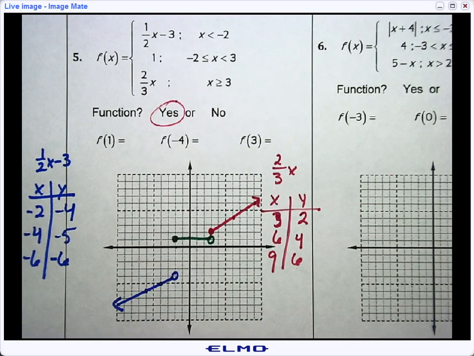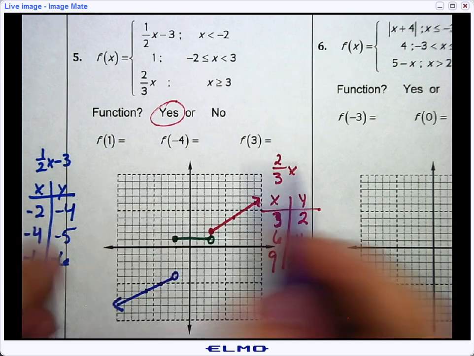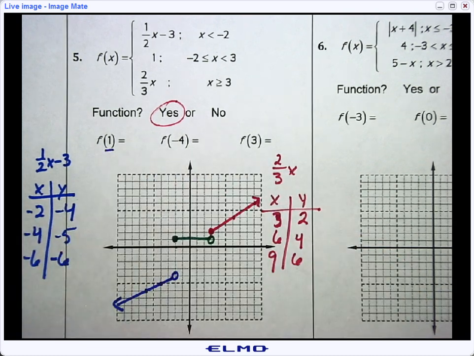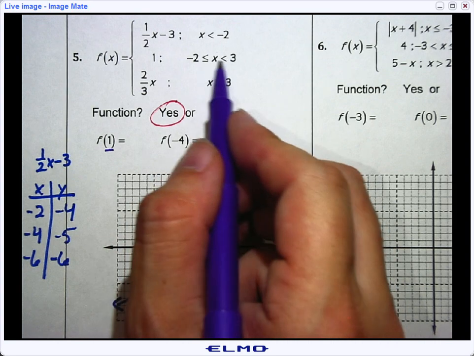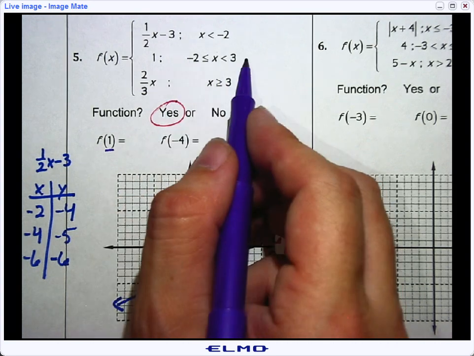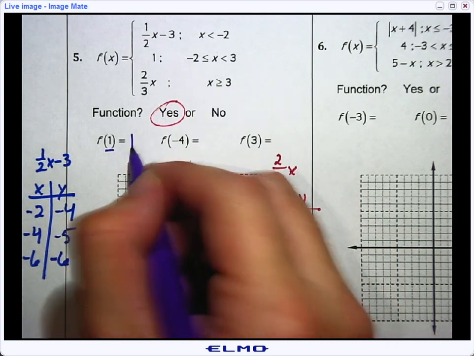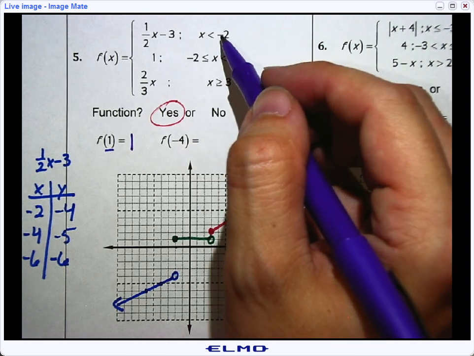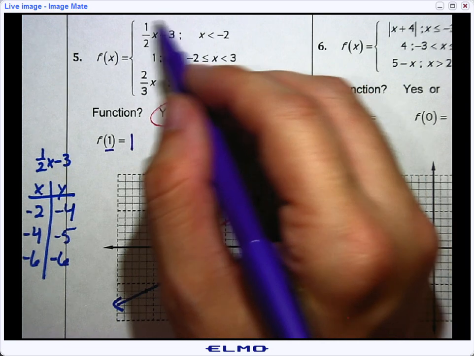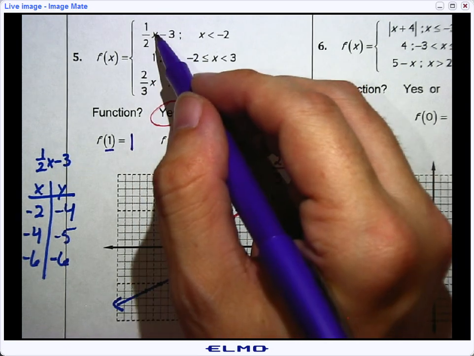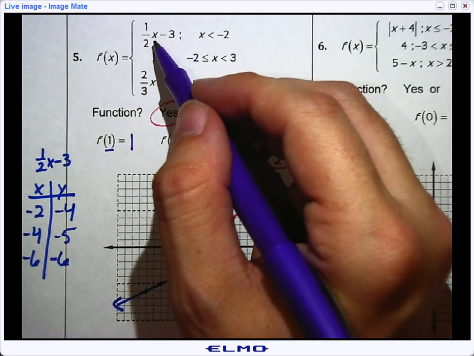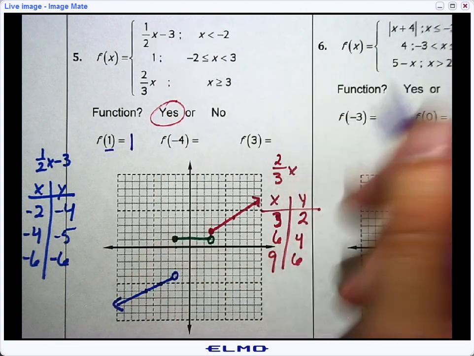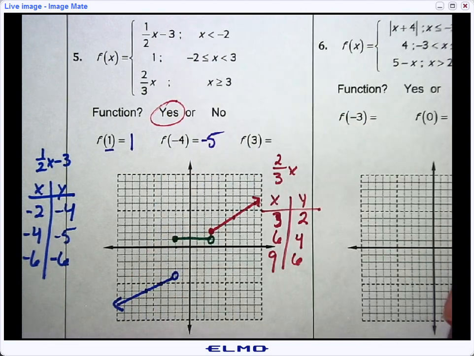All right, evaluate these 3 values. So if x is 1, that means it's going to fall between -2 and 3. So that means the y value is 1. If x is -4, which is less than -2, that means I want to use this function. So I would plug in a -4. Half of -4 is -2. -2 minus 3 is -5.